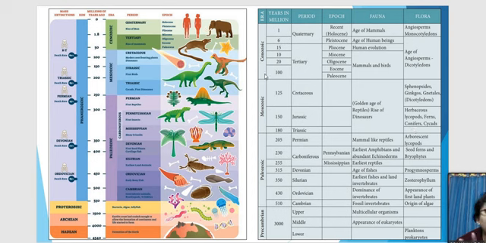And moving on to the Cenozoic era, which is the recent era, it is divided into 2 major periods, Quaternary and Tertiary. The Tertiary period is divided into 5 epochs: Paleocene, Eocene, Oligocene, Miocene, Pliocene. If you look at these epochs, in the Tertiary period the mammals and the birds started becoming dominant.